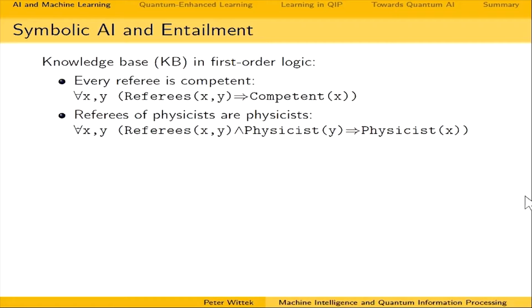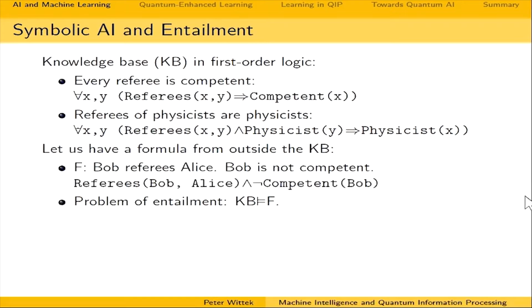And now the question is entailment. So now you're given a specific formula, so now we fill in the slots. Alice wrote a paper, and Bob referees it. But we also know that Bob is completely incompetent. So is it possible to derive this formula from your knowledge base of two formulas? And the answer is no. But to arrive at this answer, that's a very, very hard problem. It's computationally very complex. In fact, it's NP hard.